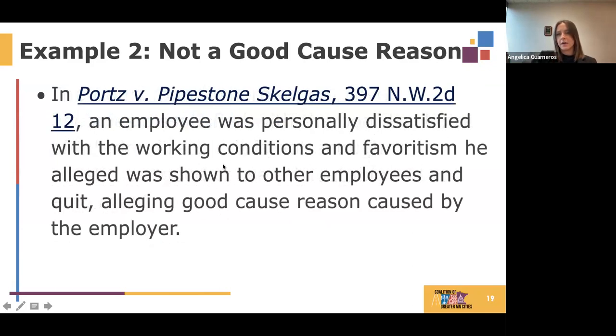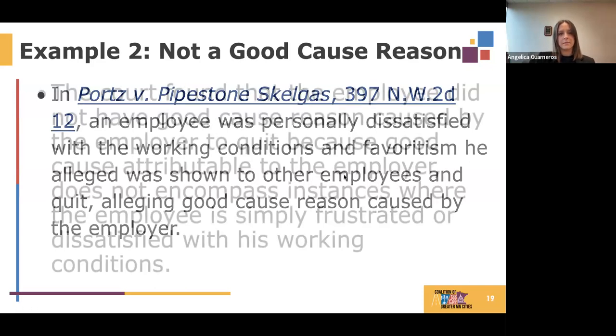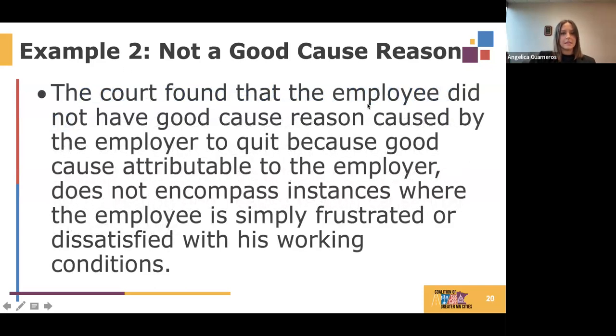In another example of a not good cause reason, in Ports versus Pipestone's Gallegos, an employee was personally dissatisfied with the working conditions and favoritism allegedly was shown to other employees, and he quit, alleging a good cause reason caused by the employer. And again, in this instance, the court found that the employee did not have a good cause reason caused by the employer to quit, because good cause attributable to the employer does not encompass instances where the employee is just frustrated or dissatisfied with those working conditions.